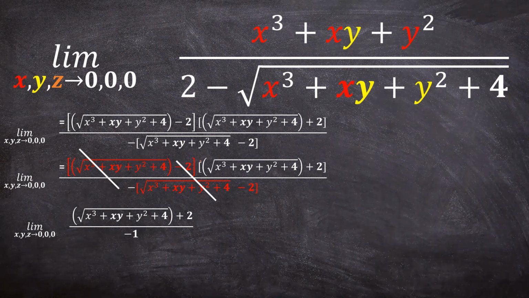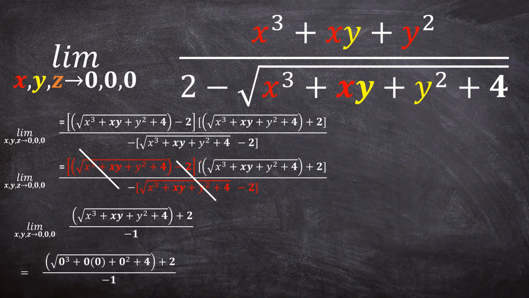So now let's substitute. For x it's going to be 0, for y it's going to be 0, for z we don't have z, but we're told that z is 0, and we're going to have plus 4 plus 2 divided by negative 1. So right here, if we simplify 0 plus 0 plus 0 plus 4, it's going to be root 4 plus 2 divided by negative 1. And we know the square root of 4 is going to be 2. 2 plus 2 divided by negative 1. If we divide 4 by negative 1, we're going to get negative 4. And this one is going to be the answer.